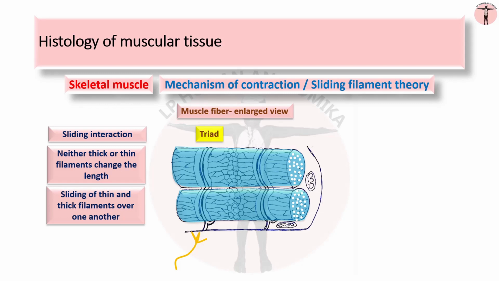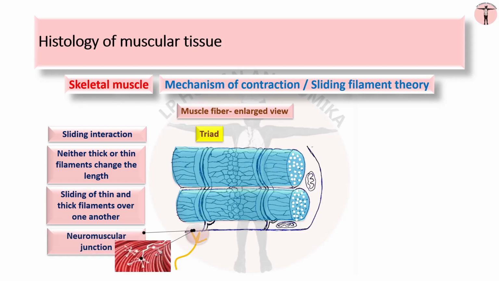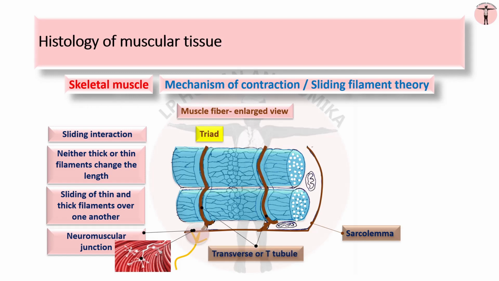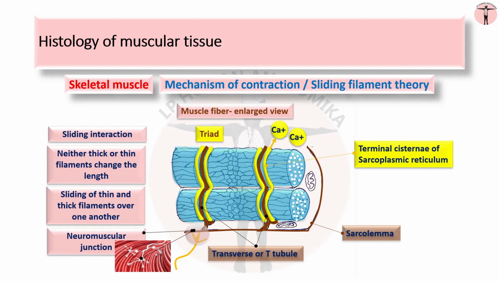Contraction is induced when an action potential arrives at a synapse, that is the neuromuscular junction. It depolarizes the sarcolemma. The action potential is transmitted into the cell along the T-tubules to the terminal cisternae of sarcoplasmic reticulum to trigger calcium release. The calcium ions are released from terminal cisternae into the sarcoplasm.